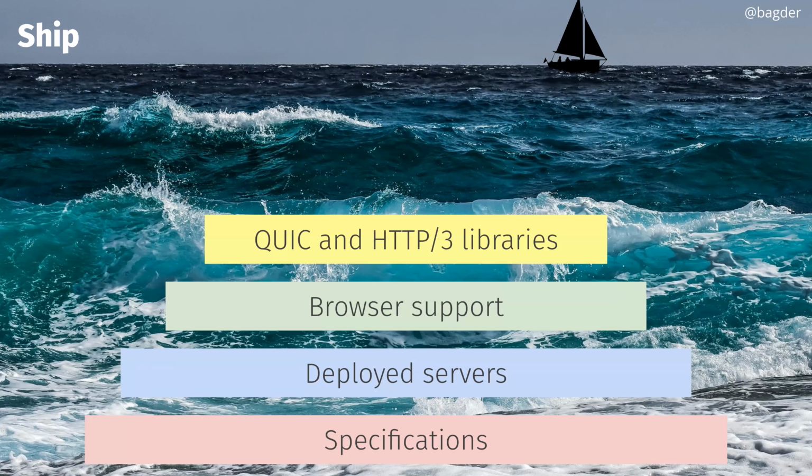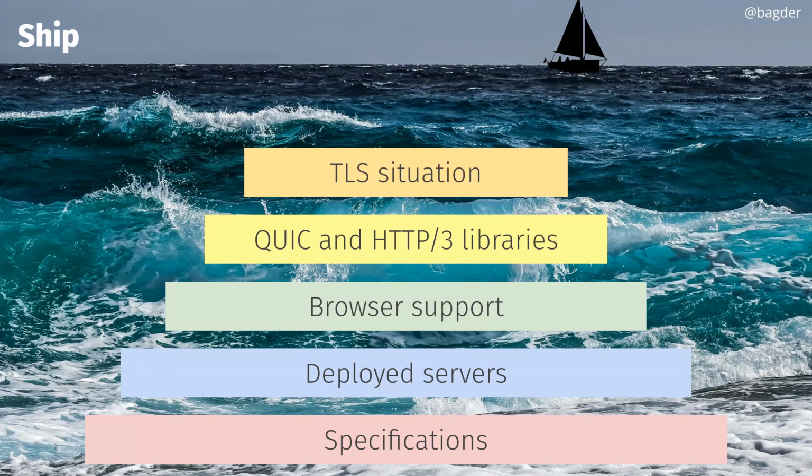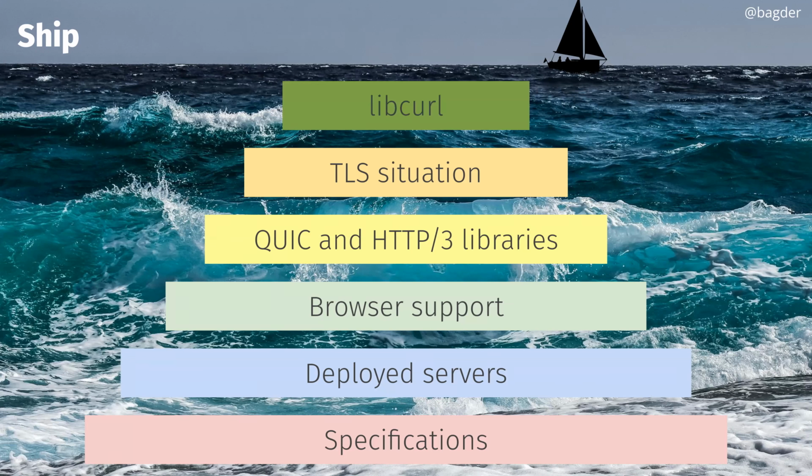And then we need these QUIC and HTTP3 libraries, because we don't do all those binary bits ourselves in the curl project. And then this TLS library situation, ideally, should get somewhere, right? And then we do libcurl, and it needs to do everything right. And then we can have curl use that and ship it everywhere, and everyone could run it everywhere, and we would be happy.